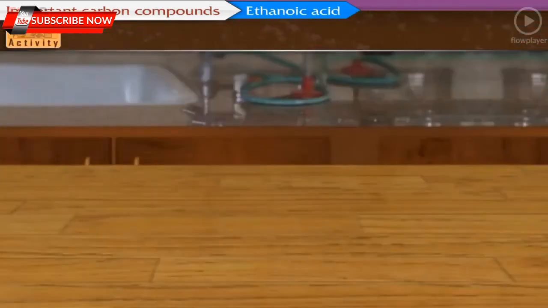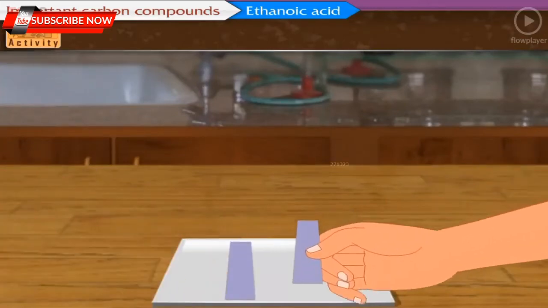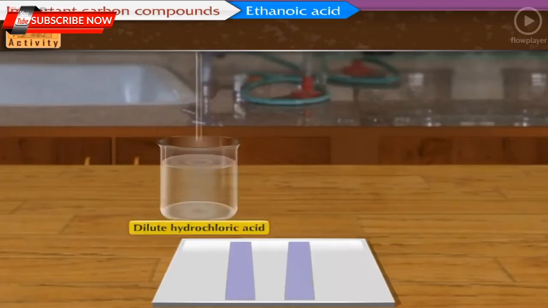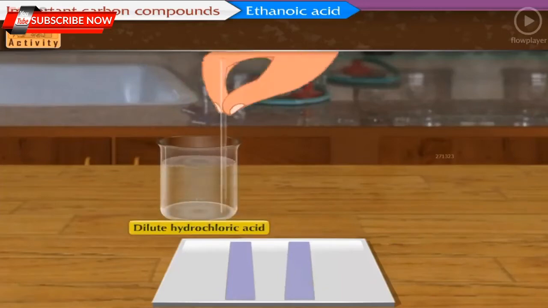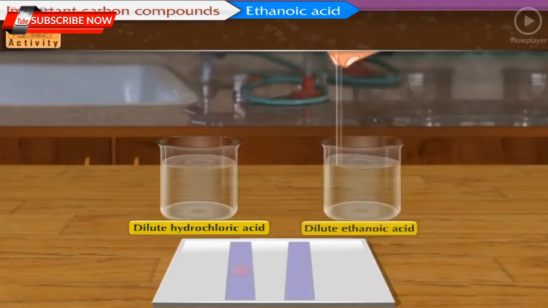Activity: let us first place 2 strips of blue litmus papers on a glazed tile. Now let us put a drop of dilute hydrochloric acid on one strip with the help of a glass rod and a drop of dilute ethanoic acid with the help of another glass rod on the other strip. Let us observe both the litmus papers.